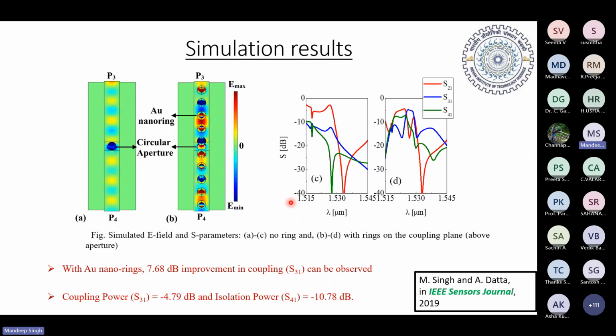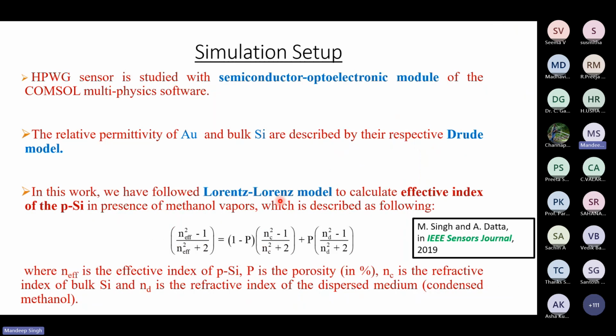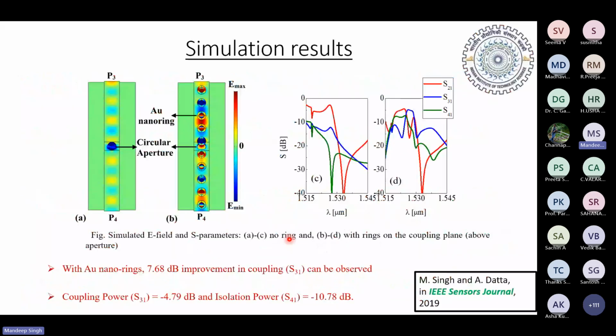Once this is done, next we have to go towards the simulation study, that is the field profile calculation. For this we have calculated the E field across the slot region without any gold ring, and with gold rings. What you can observe is that with the nano rings, due to the LSPR phenomenon, the strength of the field is increasing.